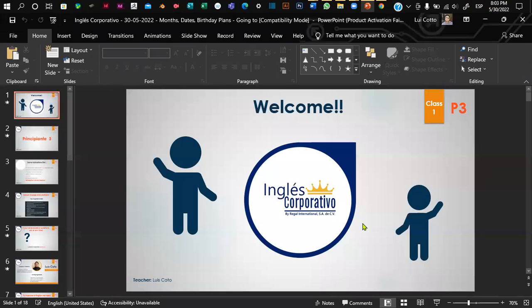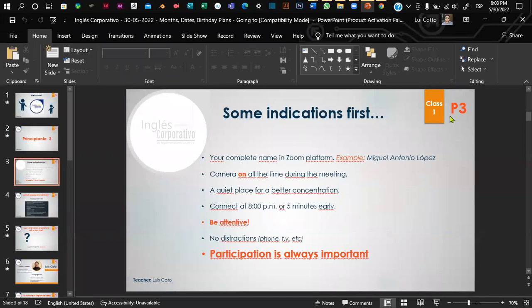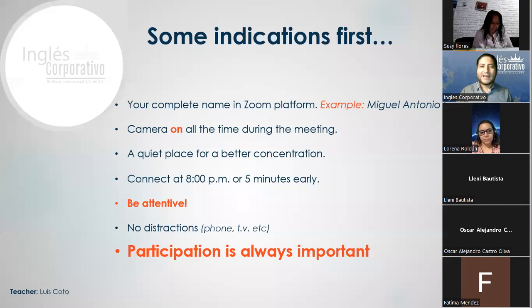I will begin giving some indications. Principiante 3, excellent. I like this module. Some indications, vamos a revisar. Okay, I will select Lorena, please. Can you help me with this word, some indications first? Your complete name in the platform. Example, Miguel Antonio Lopez. Okay, your full name, very good.